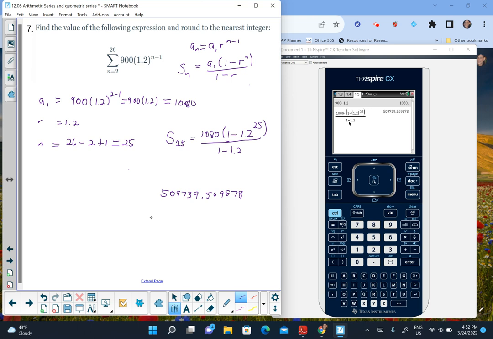509,739.569878. They want us to round to the nearest integer. Make sure you have the proper notation, S sub 25, capital S, and that would be 509,740 because we have to increase the 9 by 1.